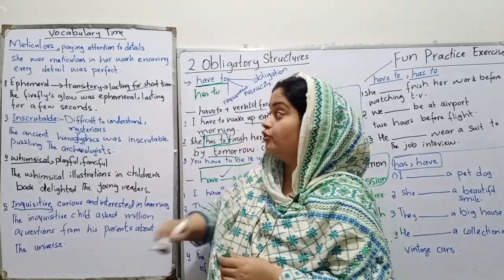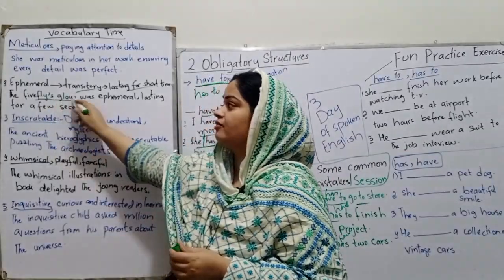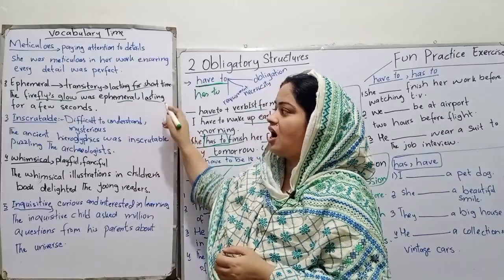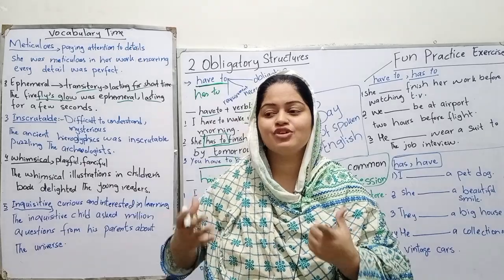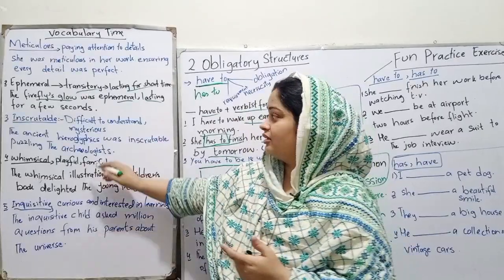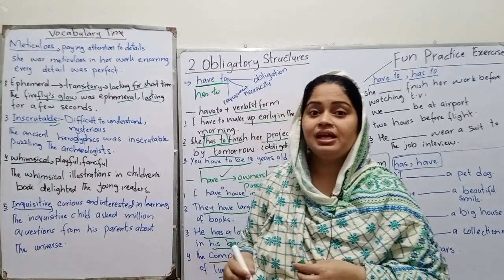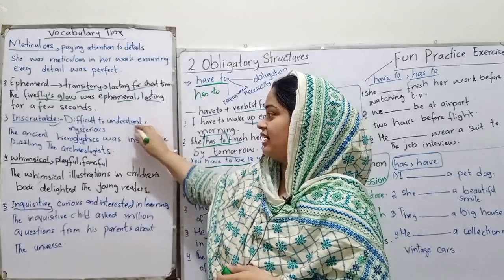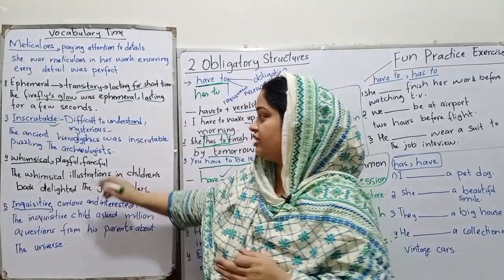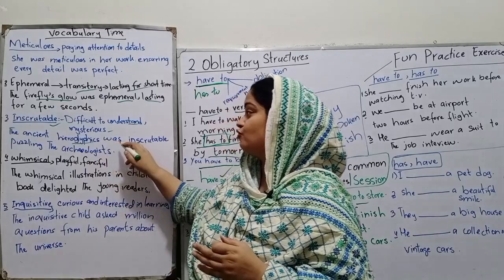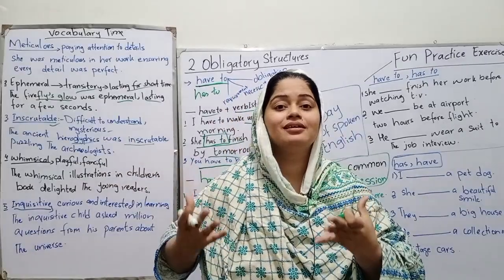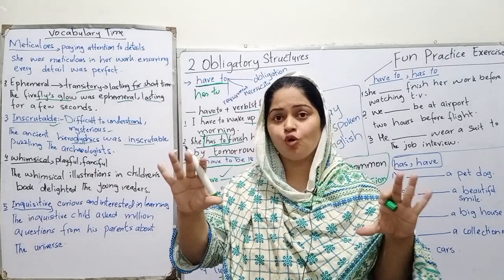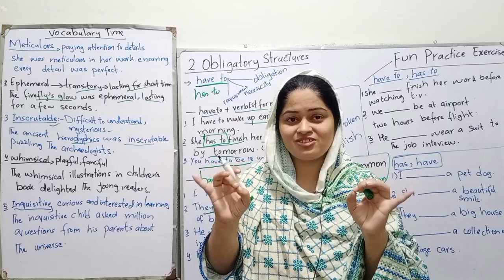And you have often noticed the firefly's glow was ephemeral, lasting for a few seconds. Have you ever noticed? Now the third word is inscrutable. Inscrutable means difficult to understand, mysterious. The ancient hieroglyphics were inscrutable, puzzling the archaeologists. Inscrutable, difficult to understand, so mysterious.